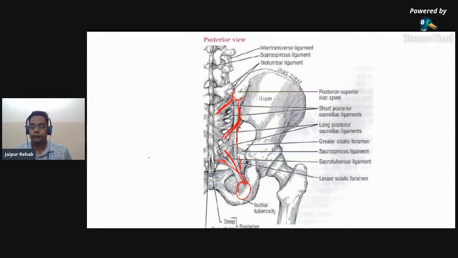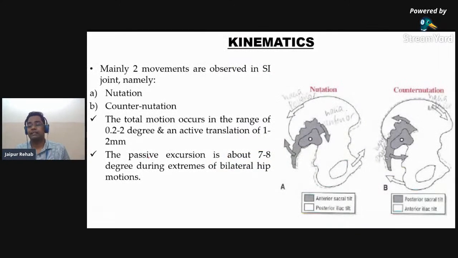Now talking about the other things, that is the kinematics of the sacroiliac joint. The kinematics of the sacroiliac joint includes two motions, right? Although there are a lot of torsions which are available in this particular segment, it is not isolatedly available. The major movements that are available here are nutation and counter nutation. Whenever the base of the sacrum moves anteriorly with respect to the pelvic cage, it is called nutation. Whenever the base of the sacrum moves posteriorly with respect to the pelvic cage, it is called counter nutation, right?